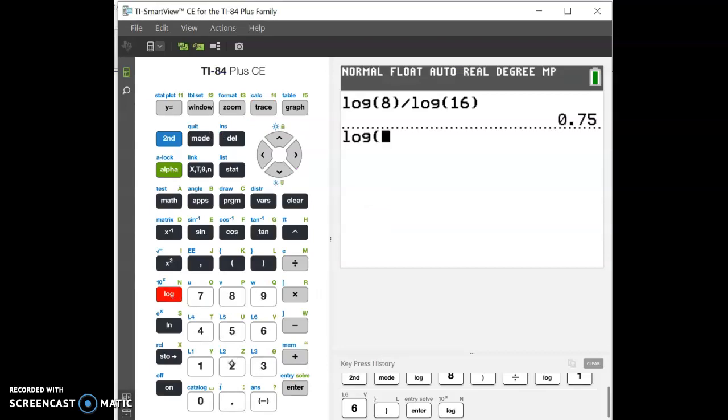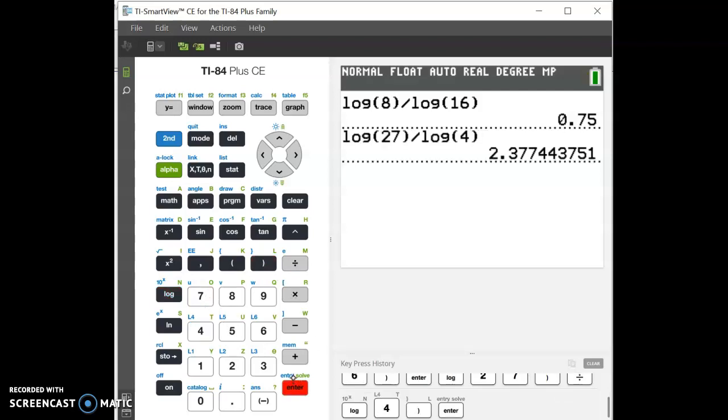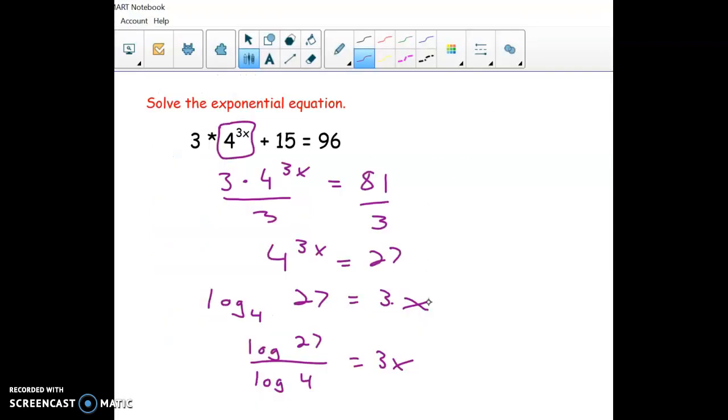So log 27 divided by log 4. Probably going to get some wild decimal here. So let's just call it 2.4, make our life easy. Okay, so we get 2.4 equals 3x, and then divide both sides by 3. So that, I believe, would get us 0.8. All right, and that is our answer.